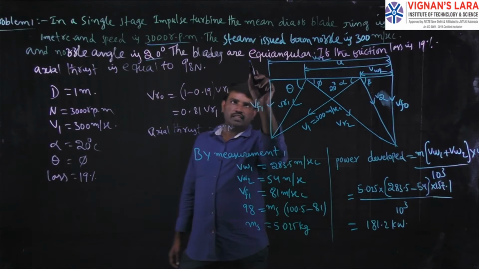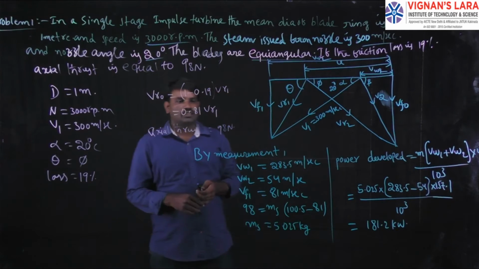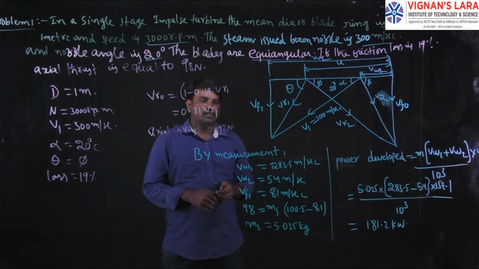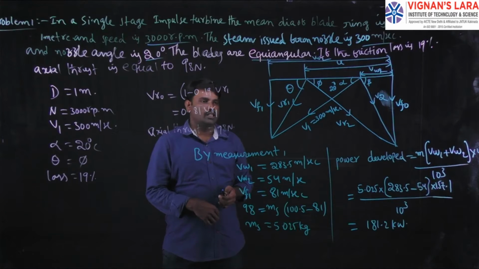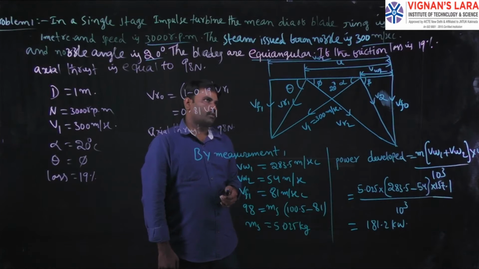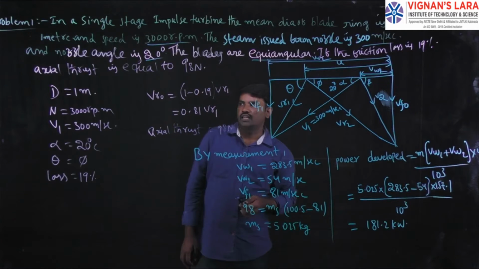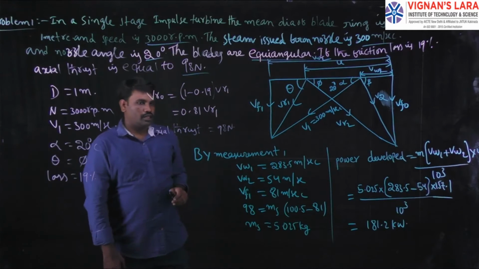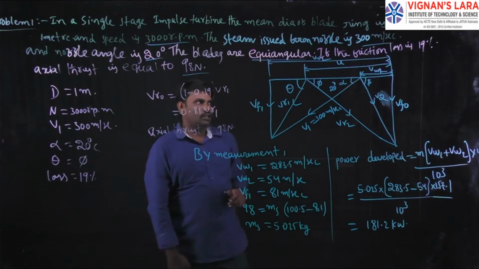The blades are equiangular means we have two blade angles, theta and phi, and equiangular means theta is equal to phi. That is our given condition in the present problem. The friction loss is 19% and the axial thrust is equal to 98 newtons. So friction loss is also given.